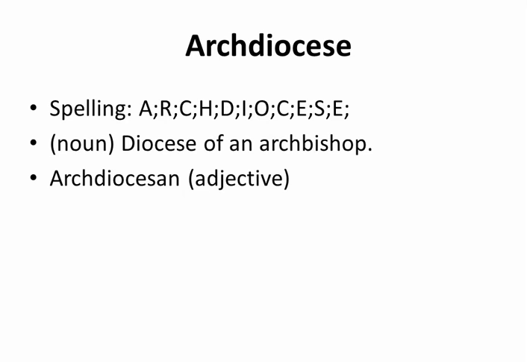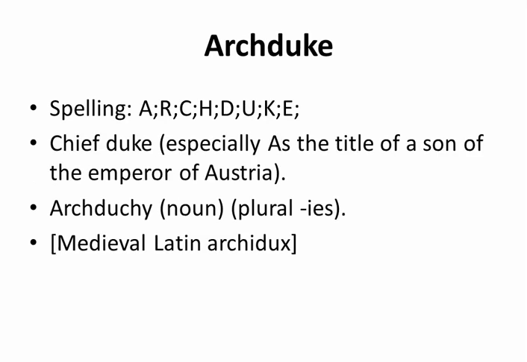Archdiocese. Spelling: A-R-C-H-D-I-O-C-E-S-E. Noun: diocese of an archbishop. Archdiocesan, adjective. Archduke. Spelling: A-R-C-H-D-U-K-E. Chief duke, especially as the title of a son of the Emperor of Austria. Archduchy, noun, plural ies. Medieval Latin archidux.